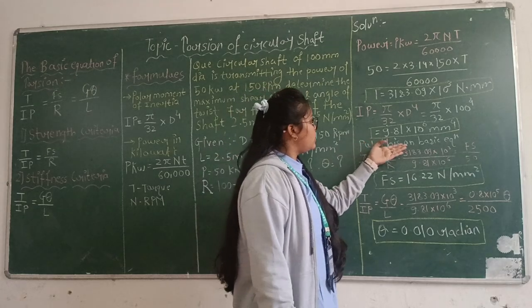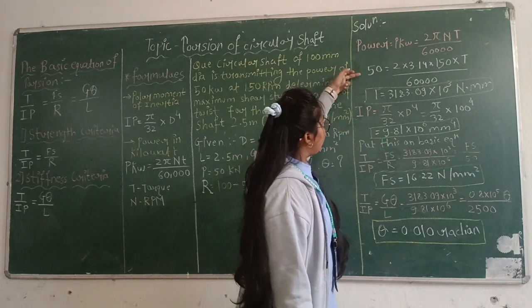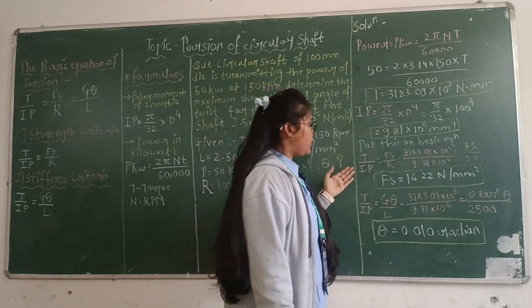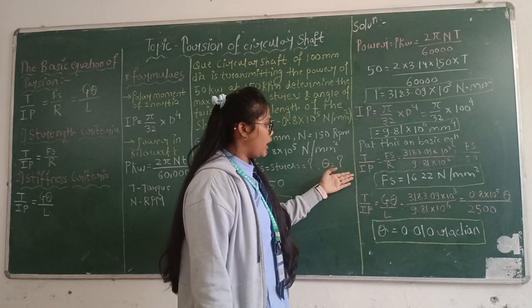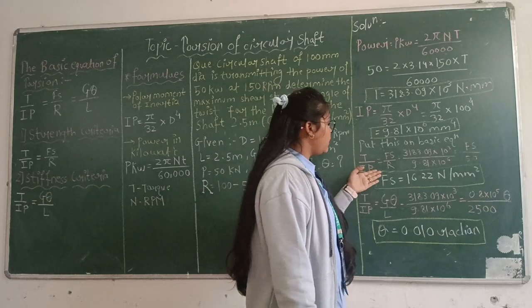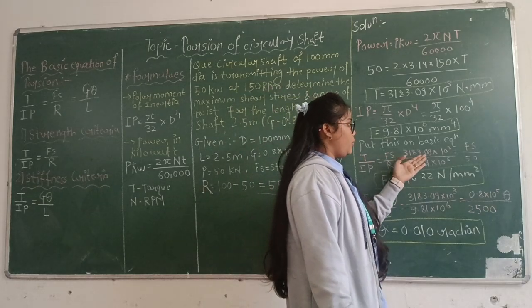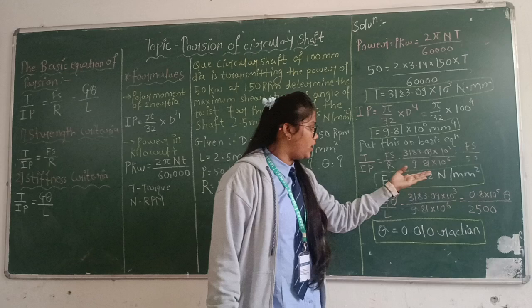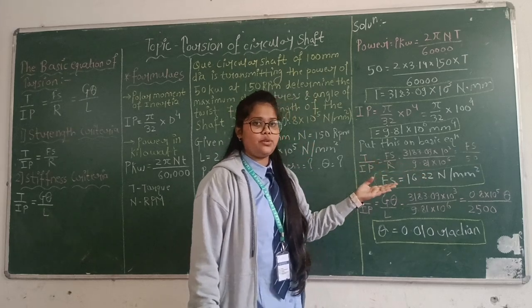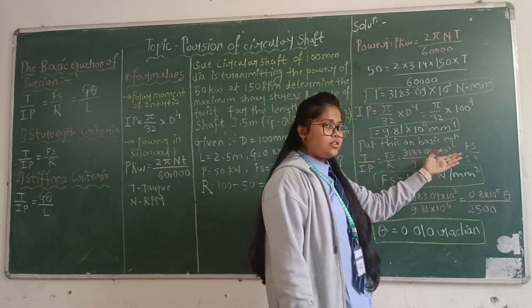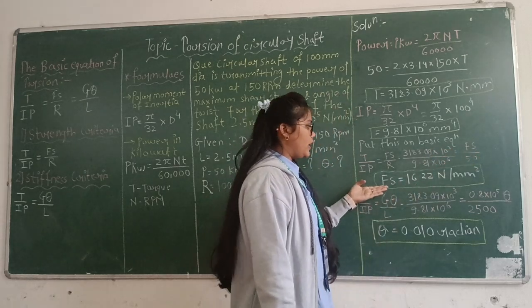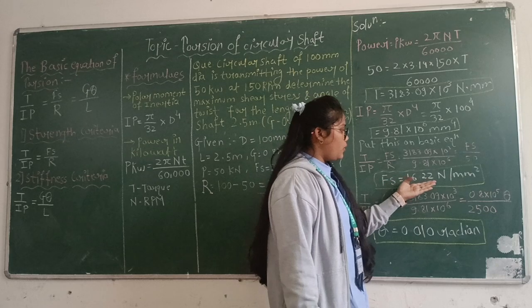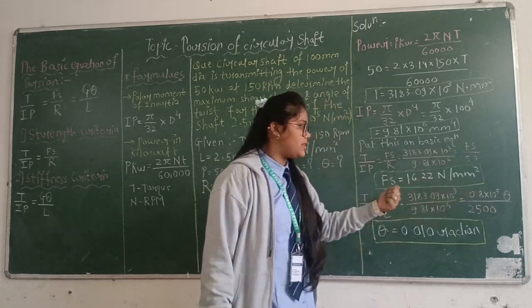Put this torque and IP in the basic equation, that is T upon IP is equal to Fs upon R. 3183.09 into 10 to the power 3 upon 9.81 into 10 to the power 6 is equal to Fs upon 50. The value of Fs is 16.22 Newton per mm square.